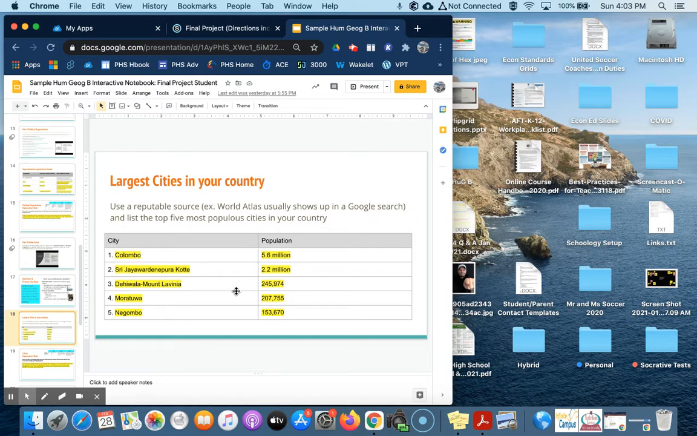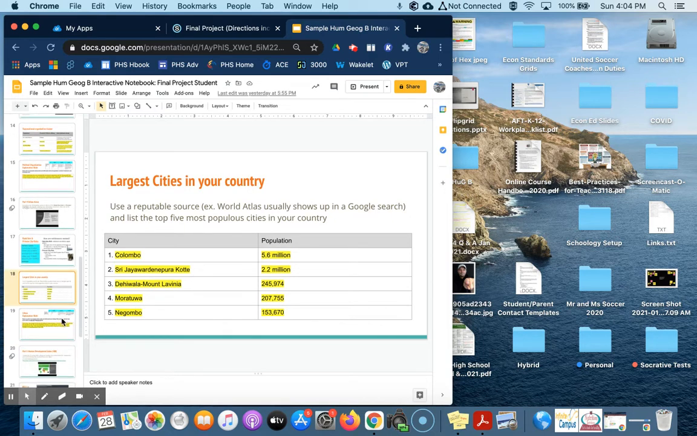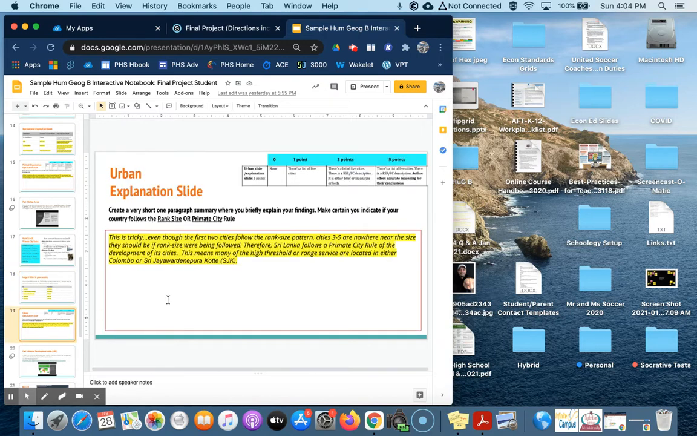So this is one of those cases where you would need to go to the third, fourth, and fifth cities just to see if it follows. Now, one thing that led me to believe that Sri Lanka wouldn't be rank size rule is it's not a very large country in terms of land, and it's an island country. So I figured most of the resources are going to be located in 1 or 2 towns.